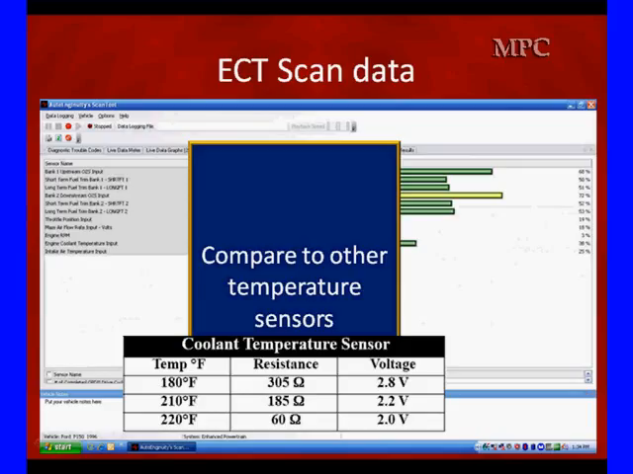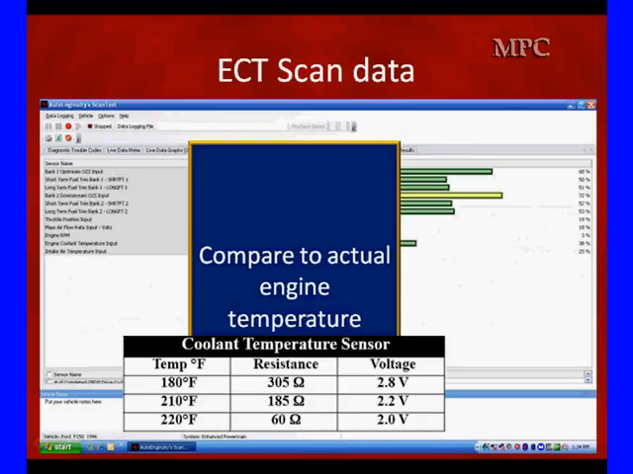Remember, in a lot of cases, the cooling fan does not come on until about 220. If you want to see what the real temperature setting is for driving down the road, take a recording driving down the highway on a cool day and see what your voltage is. You may find it drops well below 3 volts, which says it's cooling off too much and needs a new thermostat. Common failure. Compare it to actual engine temperature.